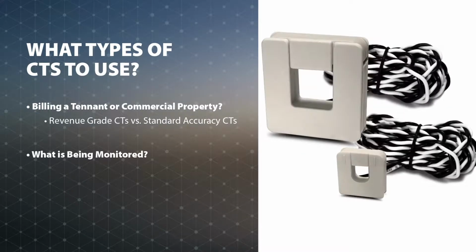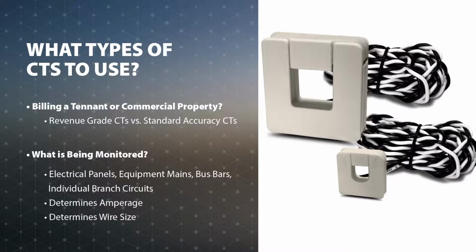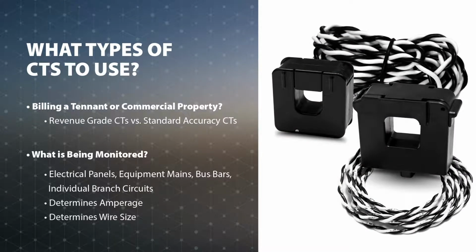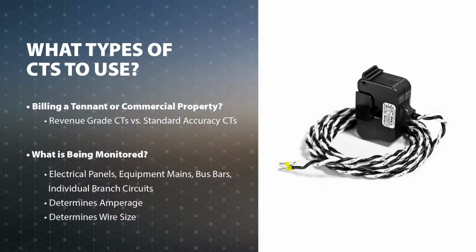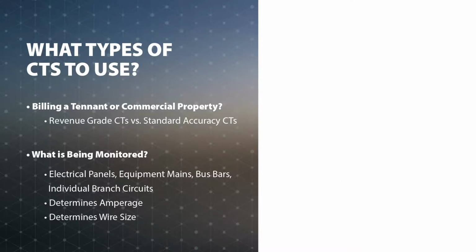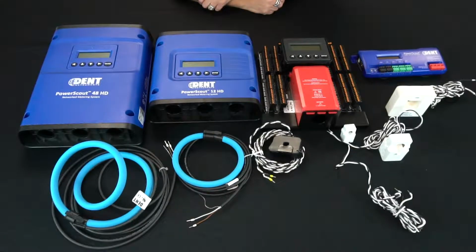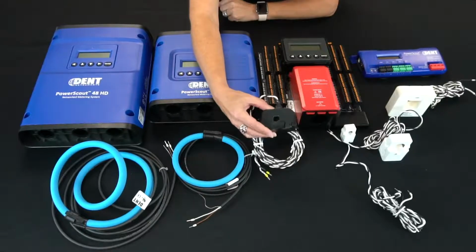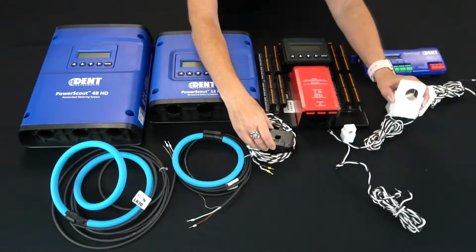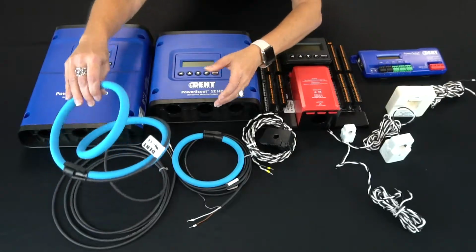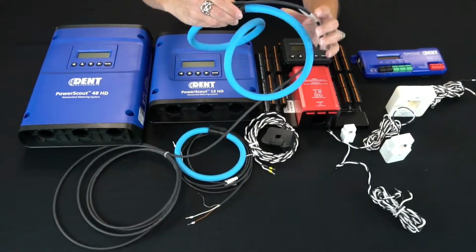Another question is, am I going to be monitoring the electrical panel? Am I going to be monitoring the equipment mains, the bus bar, individual circuits? Just what is it that you're trying to monitor? That's going to determine the overall amperage of the load that you're monitoring and also the size of the wires that you need to go around, because we do have a variety of CTs available for various amperages and also various sized wires. We have very small solid core CTs, we have medium-sized split core CTs, and then we get up into very large Rogowski coils, just depending on what your application calls for.